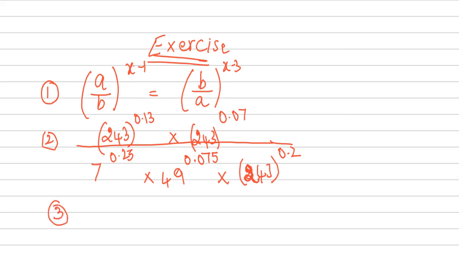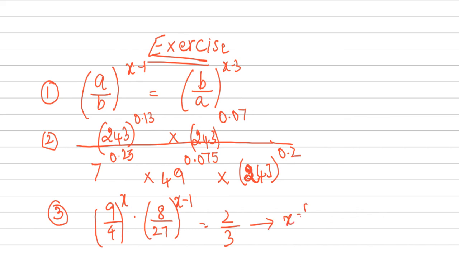And okay, one more question. If 9 divided by 4 to the power x multiplied by 8 divided by 27 to the power x minus 1 is equal to 2 by 3, then find the value of x. So these are the three exercise problems.